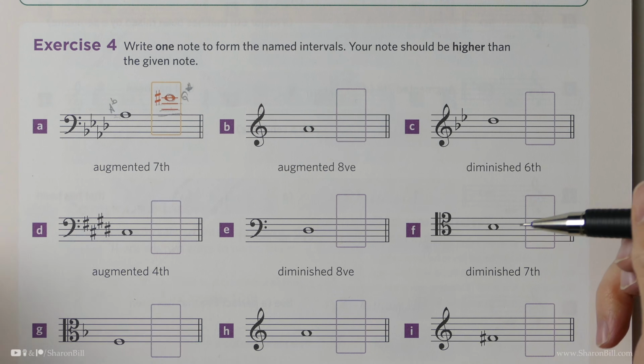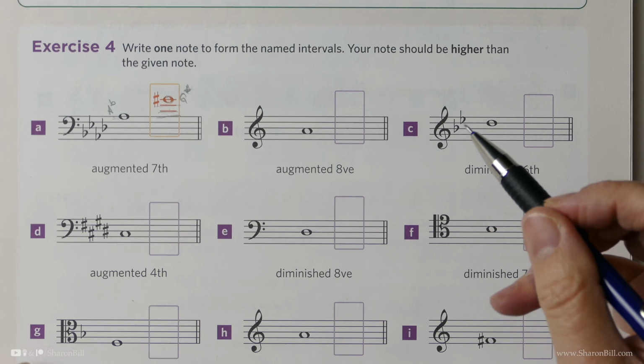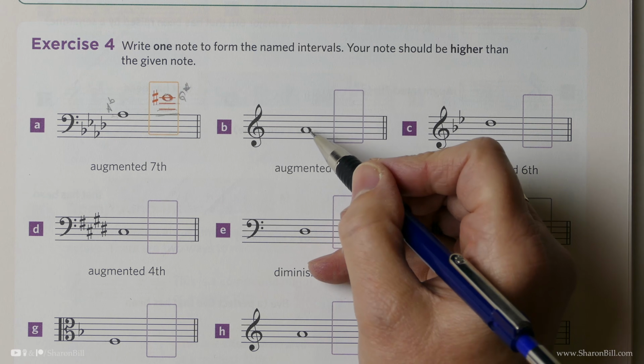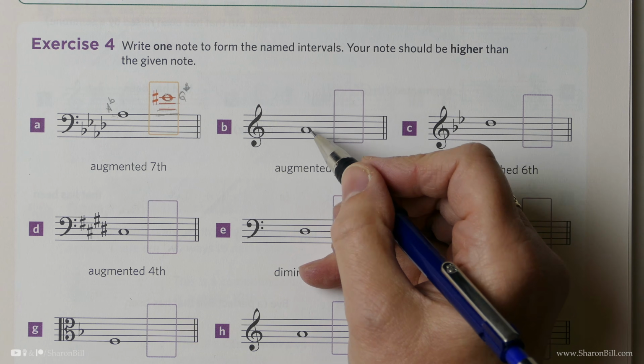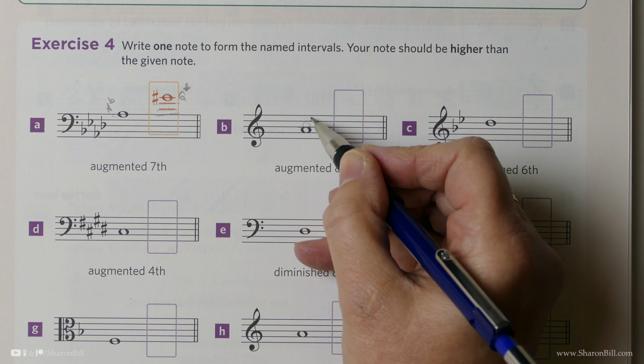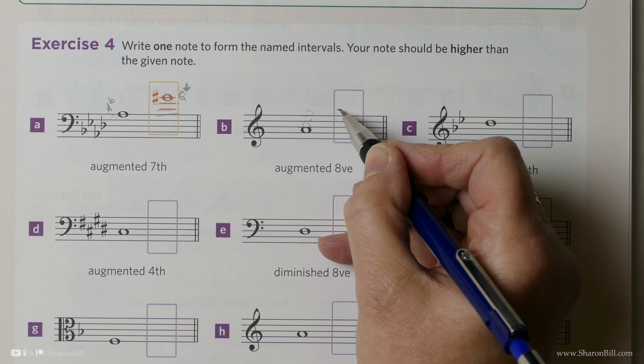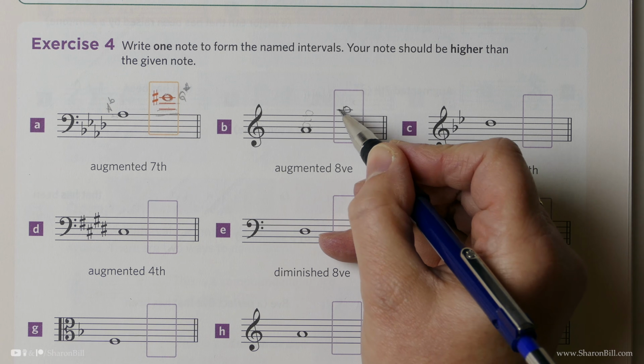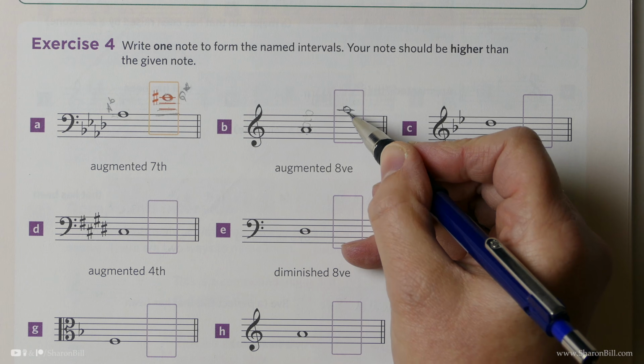Let's have a go at one of these. Now, an octave is perfect until we adjust it. And so we're counting up 8. 1, 2, 3, 4, 5, 6, 7. So 8 is going to require the ledger line. So we've gone from A to A.